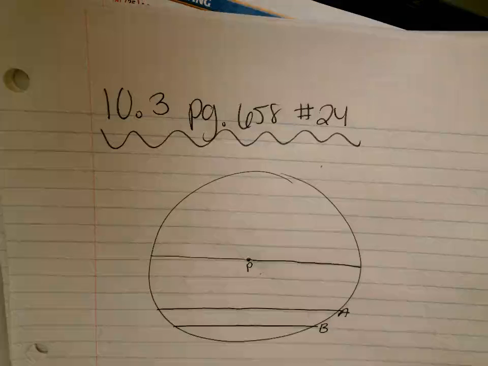Tonight's homework review is on 10.3. Number 24 on page 658 was requested. Alright, so number 24 is a challenge problem.